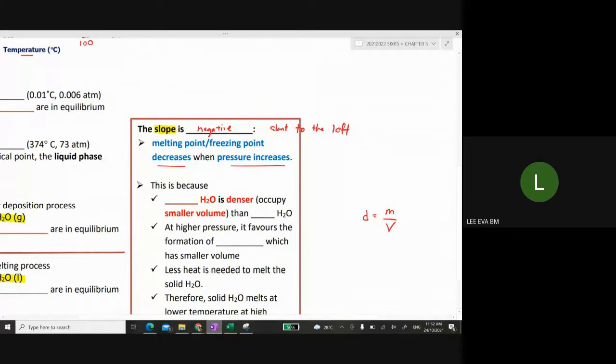So which density is higher, liquid H2O or solid H2O? Liquid. Liquid. This one you can refer to your common sense. We normally see the ice float on top of the water, right? So which one is denser? Of course, the liquid. So liquid H2O is denser because it occupies a smaller volume than the solid H2O. Of course, you can say solid H2O is less dense.